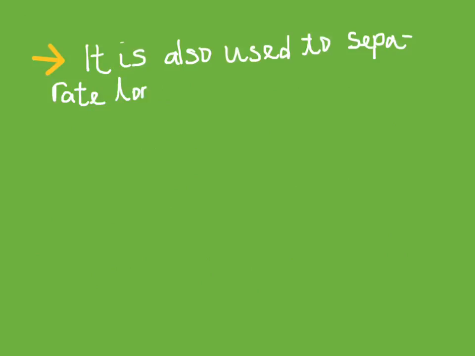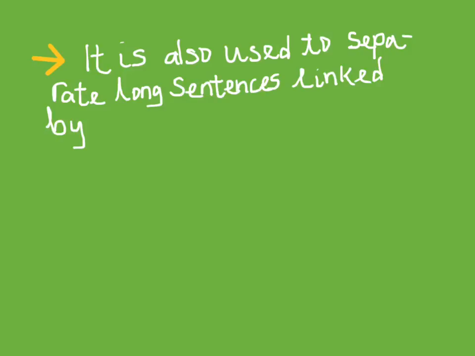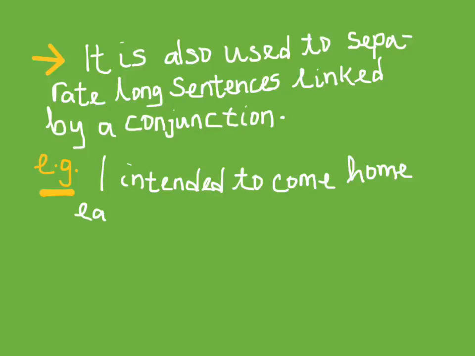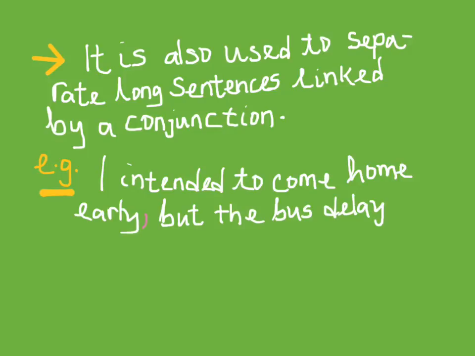The comma is also used to separate long sentences linked by a conjunction. For example, I intended to come home early, but the bus delayed. These are two different sentences joined by the conjunction but, to make them one. So when we've joined two sentences and made them one using a conjunction, we use a comma to separate one idea from the other, and the comma comes before the conjunction.